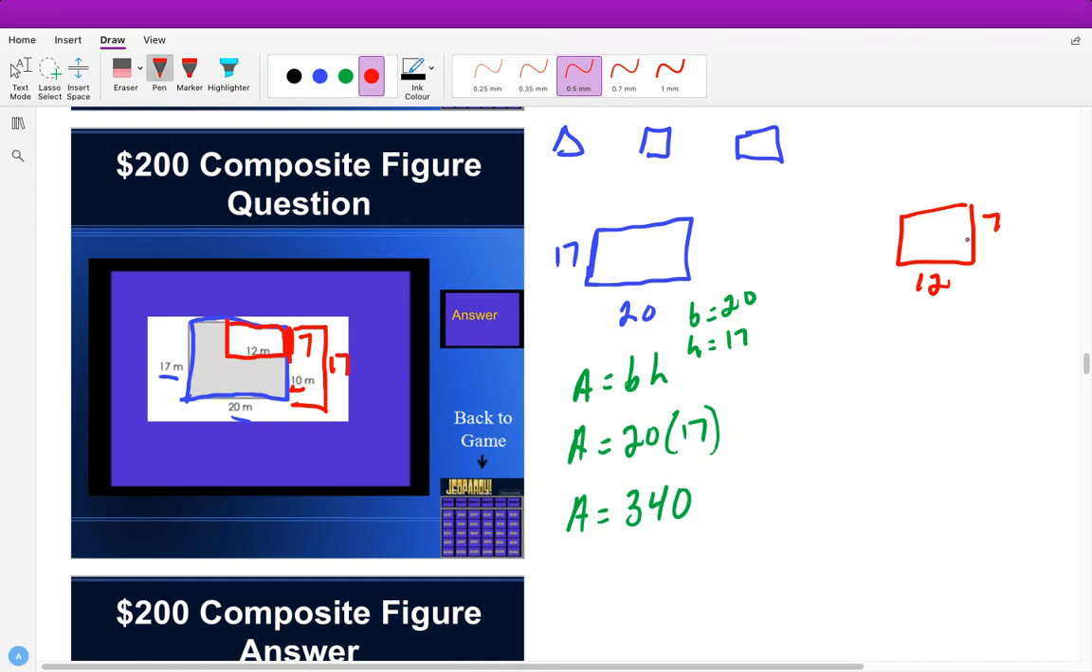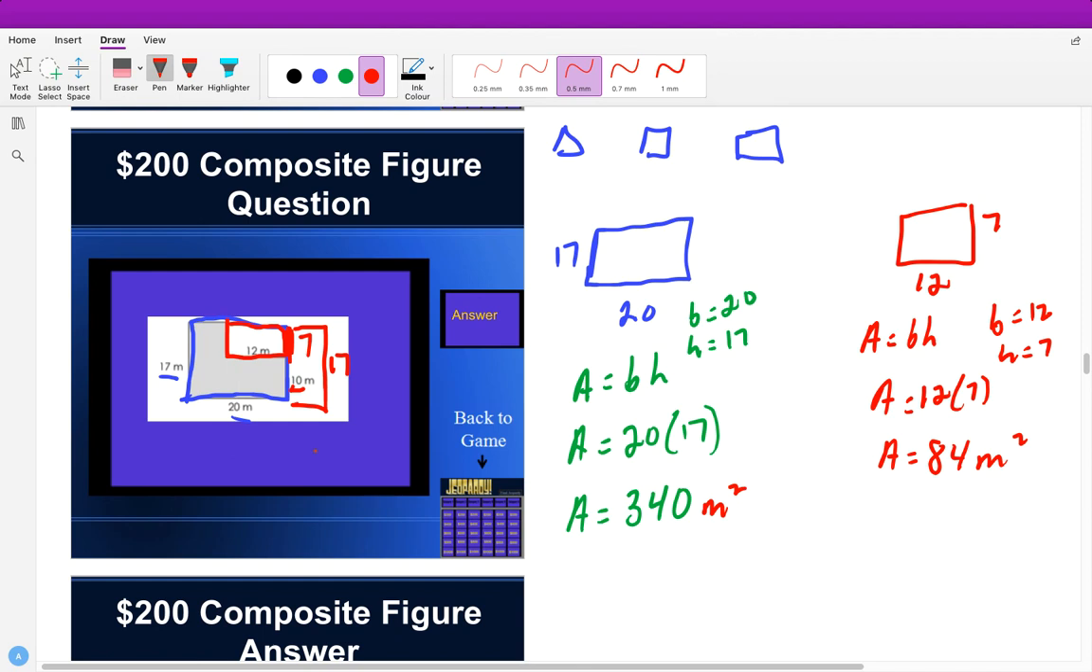So now I'm going to go ahead and solve for the area of this red part. So our area is equal to base times height. My base is equal to 12. My height is equal to 7. My area is equal to 12 times 7. So my area is then equal to 84 meters squared. Let me write this in as meters squared.